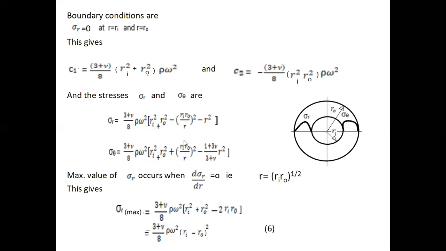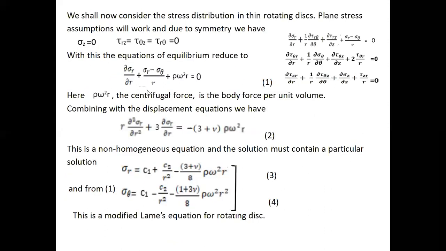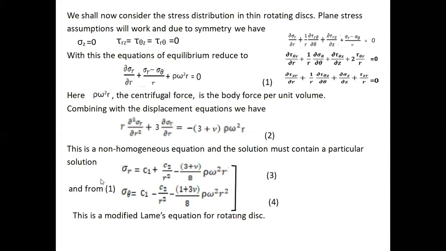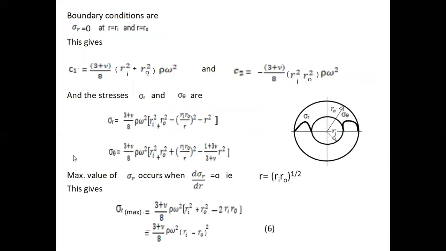Now, if you put this in equation 1, you will get the value of sigma theta. Or you get it from equation 4 itself. You put the values of C1 and C2 in equation 4, you will get sigma theta. And sigma theta comes out similarly, (3 plus mu) by 8 rho omega square into Ri square plus Ro square plus Ri Ro by R whole square minus (1 plus 3 mu) by (3 plus mu) R square. This is simple manipulation. You can do it and you'll get it.